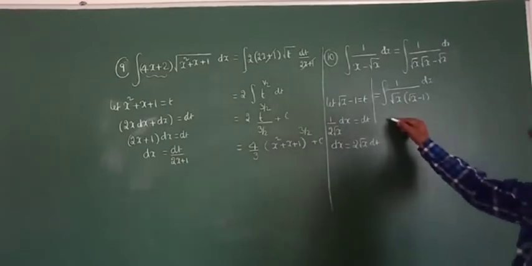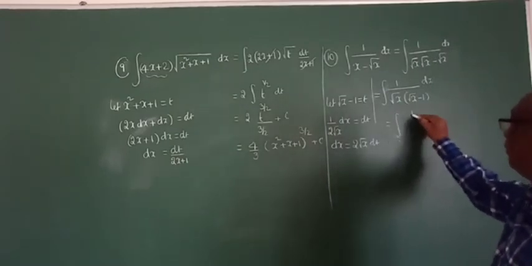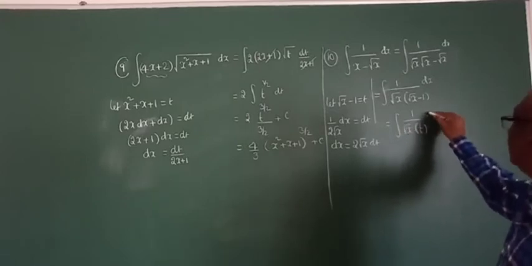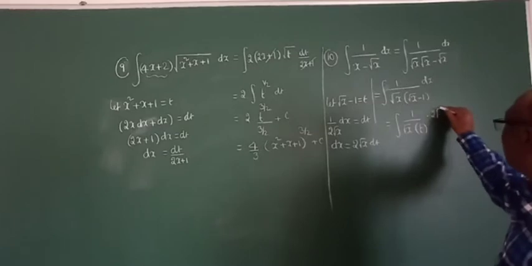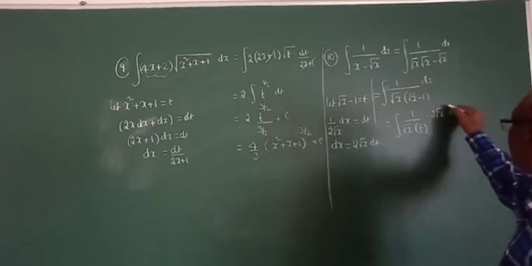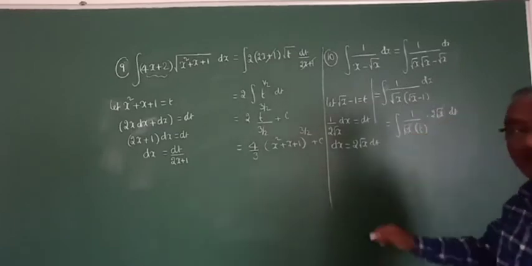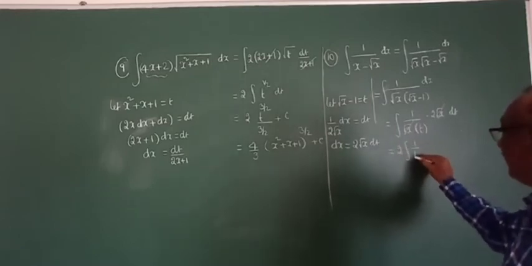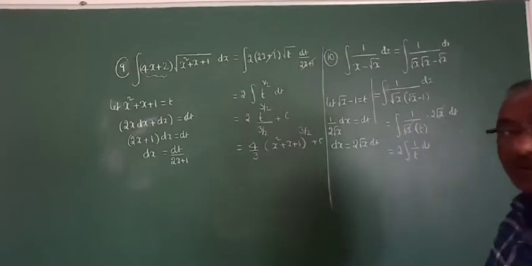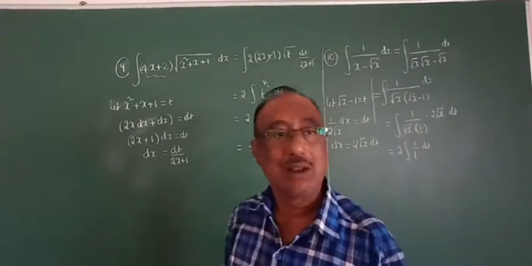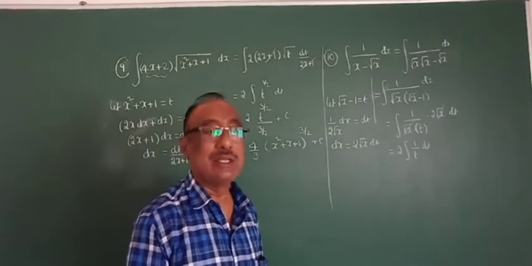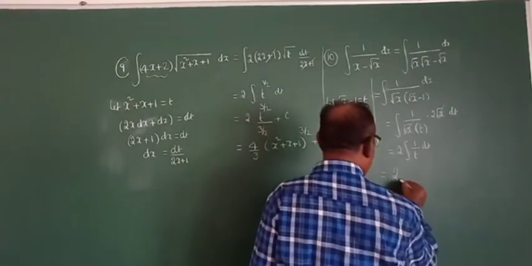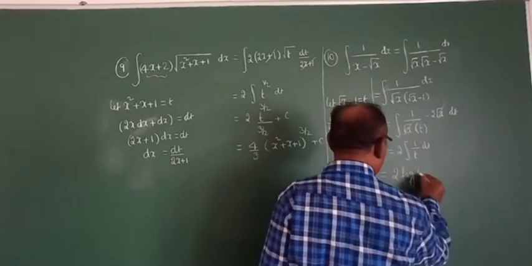Simple. Integral of 1 by root x, next one is t, and dx means 2 root x into dt. Root x is cancelled. 2 is outside: integral of 1 by t into dt. Now what is the integration of 1 by x? It is log x. So 1 by t integration is log t. Now 2 times log t plus c.